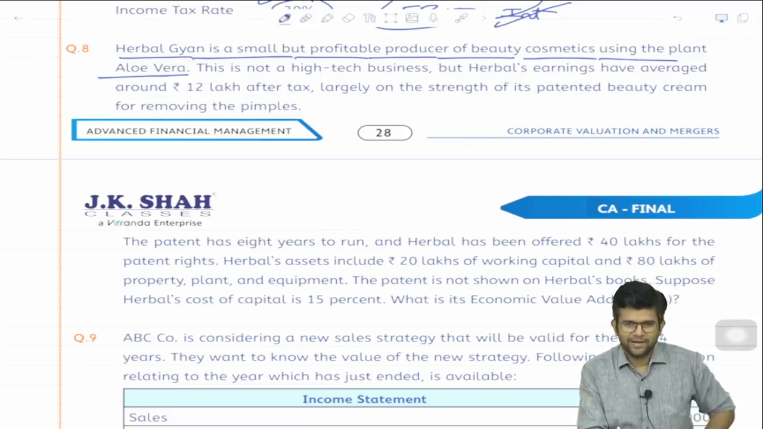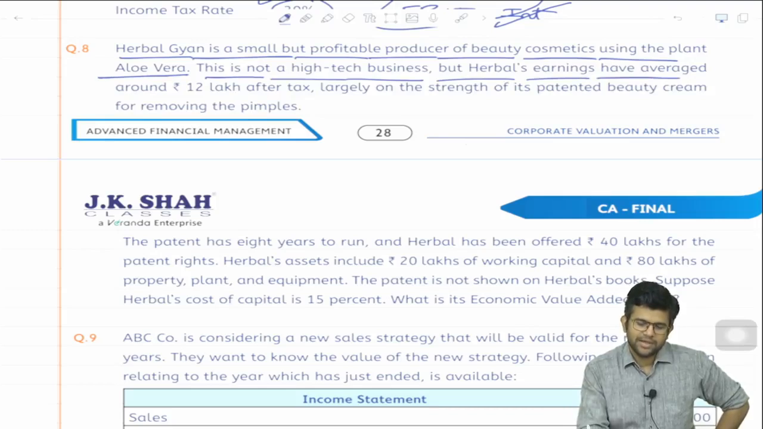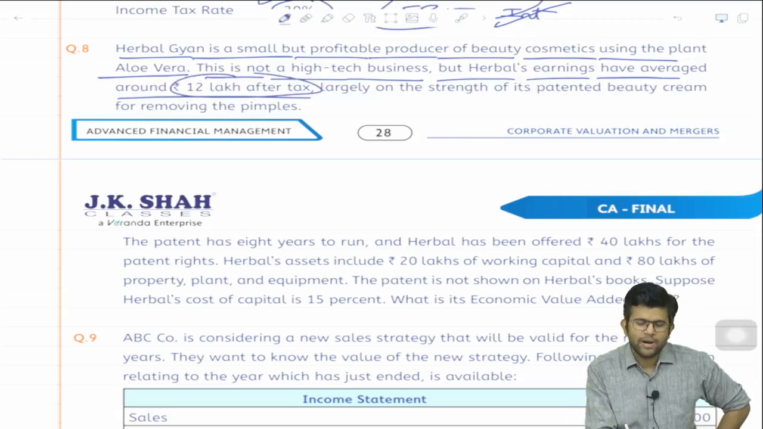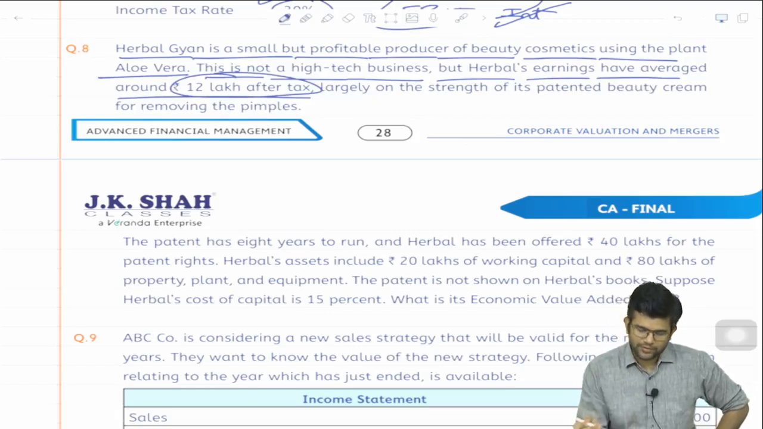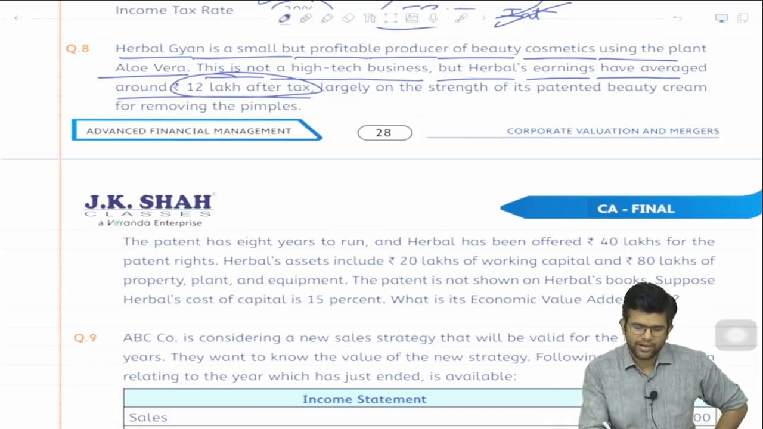Okay, next. This is not a high-tech business, but Herbal's earnings have averaged around 12 lakh after tax. Students, this is basically your NOPAT. You have no other option. This is your NOPAT. I hope you are understanding. Because if you see the whole question, nothing else has been given about the income. So this is your NOPAT.